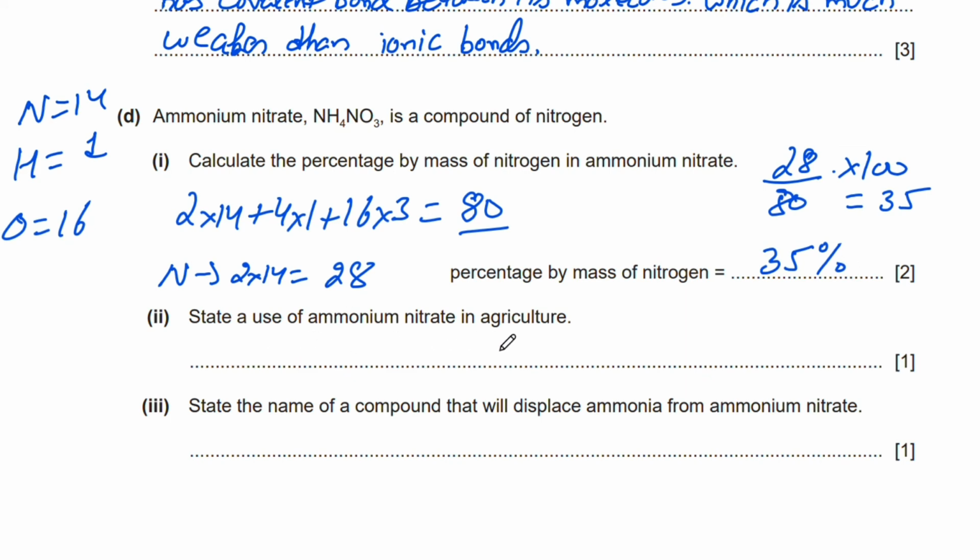State a use of ammonium nitrate in agriculture. We know that it is used as a fertilizer. So what we will write? Fertilizer. Okay. State the name of a compound that will displace ammonia from ammonium nitrate. So any strong base can displace ammonia from ammonium nitrate. That could be potassium hydroxide, calcium hydroxide, or barium hydroxide. I am writing calcium hydroxide, but you can write any strong base.